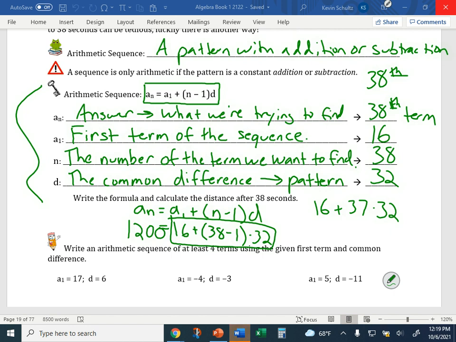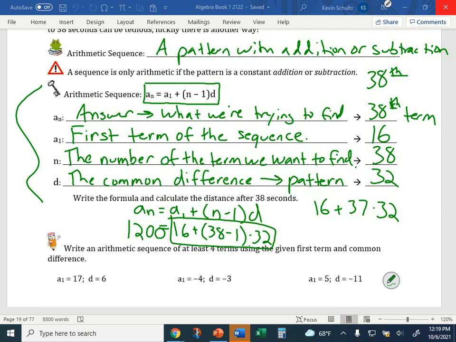16 plus, and then parentheses, 38 minus 1. Close your parentheses, times 32. 16 plus, then in parentheses, 38 minus 1, times 32. You will be allowed to use your calculator on this objective on the test, yes. Okay. Everybody get 1200?